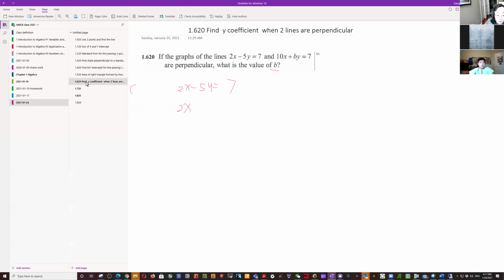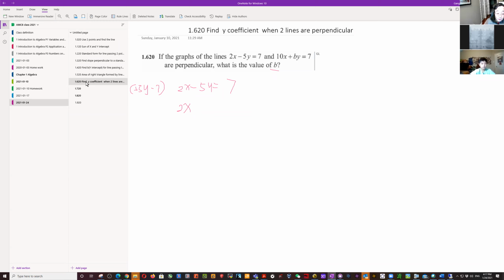Actually, you can do this. Let me show you. We need to add 5y on both sides to move it to the other side. We're also going to subtract 7 on both sides. So this is going to be moved to this side.